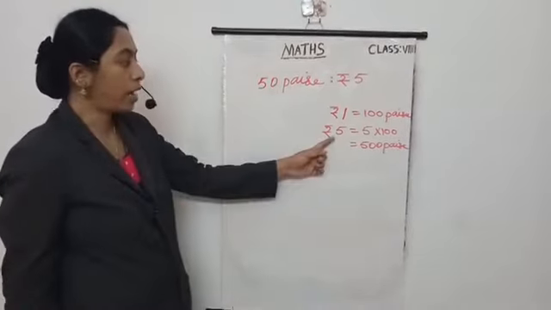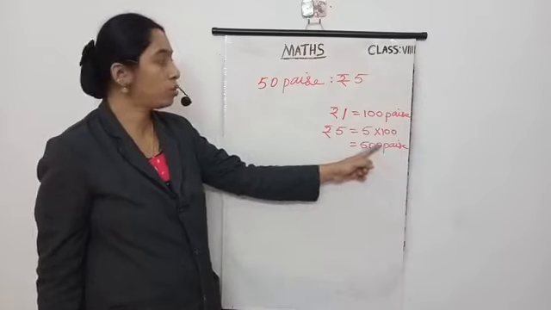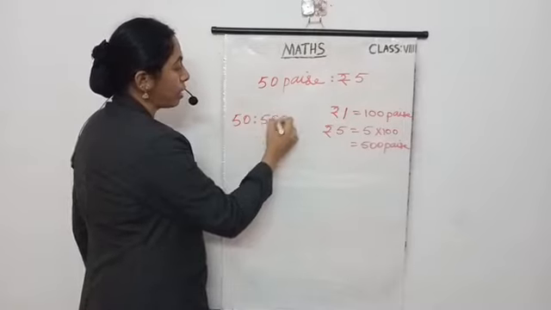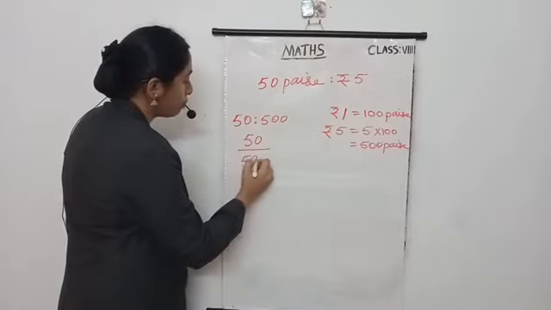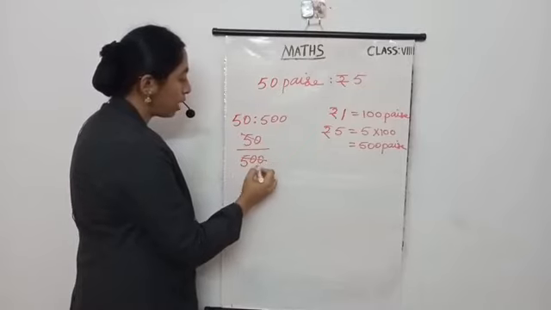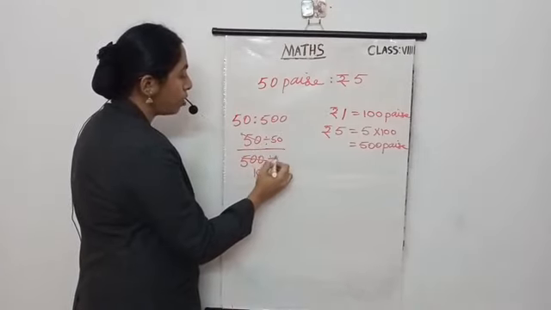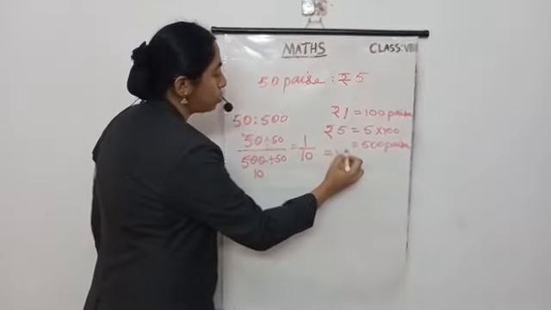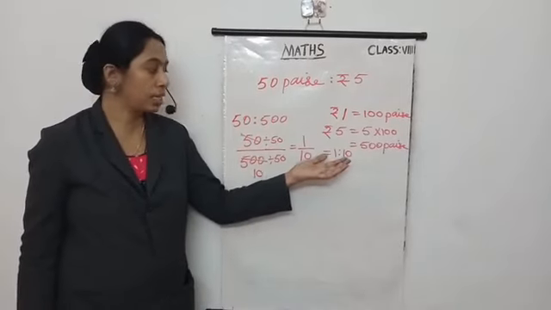So converting 5 rupees equals 5 into 100 paise, equal to 500 paise. Now substitute this here. So this is 50 is to 500, and we can write it as a fraction, 50 by 500. Now we can cut this 50 into 10, we get 500. Otherwise we can divide both the numerator and denominator by 50, we get 1 by 10. That is 1 is to 10. So the simplest form of 50 is to 500 is 1 is to 10.